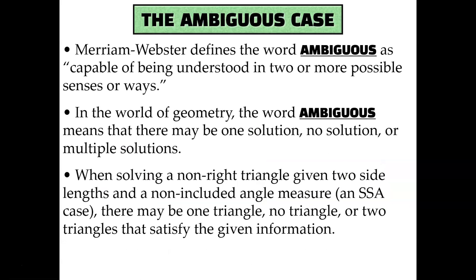The Merriam-Webster dictionary defines the word ambiguous as capable of being understood in two or more possible senses or ways. And in our world of geometry, the word ambiguous means that there might be different numbers of solutions. There could be one, or none, or lots. But for what we're doing today with the ambiguous case, our options are one triangle, no triangle, or two triangles that satisfy the given information.